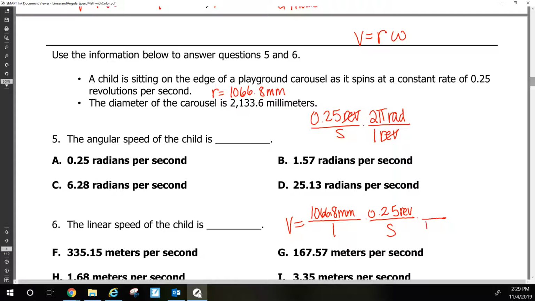All right, I'm going to change revolutions into radians, 2 pi radians. Now I've got millimeters per second. They want meters per second. How many millimeters are in a meter? 1,000 millimeters in 1 meter. So that's what we're going to put into our calculator, because millimeters will cancel out here. Revolutions cancels out. Radians isn't really a unit. We've got meters per second, which is what all of our answers are in. Putting that into your calculator should get you number 6.